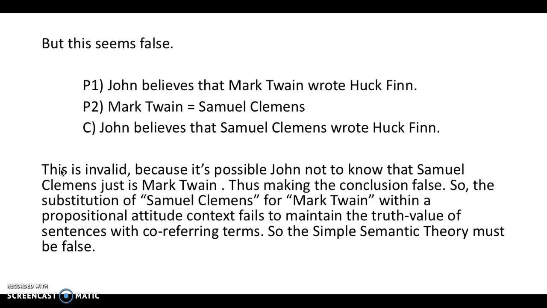But this just seems false because it seems possible that it's true that John believes that Mark Twain wrote Huckleberry Finn, but not true that John believes that Samuel Clemens wrote Huckleberry Finn because he doesn't know who Samuel Clemens is. So we can represent what we just said in the following argument to show that this would be invalid. Premise one, let's assume that it's true that John believes that Mark Twain wrote Huckleberry Finn. According to the principle of identity, Mark Twain is just another name for Sam Clemens because they both refer to the same person, so this would be true.